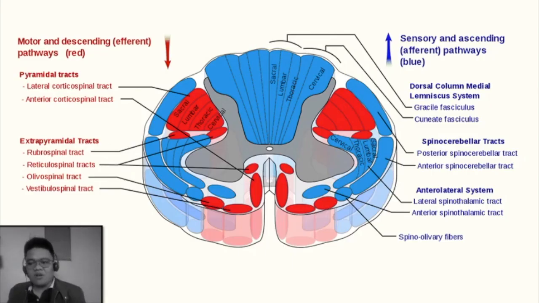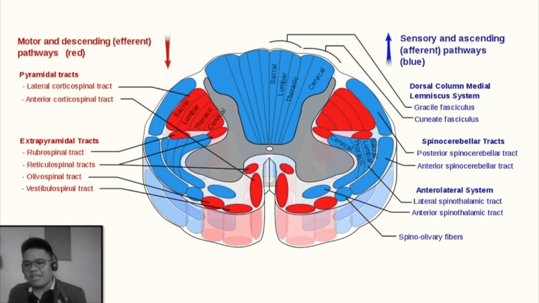Now, class, there are also 2 kinds of pathways. You have your ascending pathway and then your descending pathways. Class, the ascending pathway is referred to as your sensory pathways. On the other hand, your descending pathways are referred to as your motor pathways. Just the same as your afferent neurons and then efferent neurons.